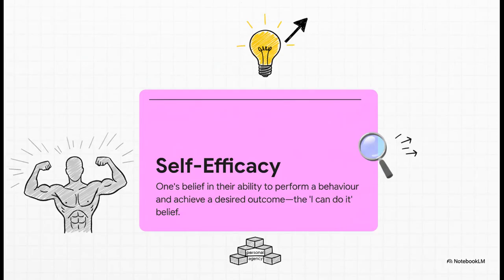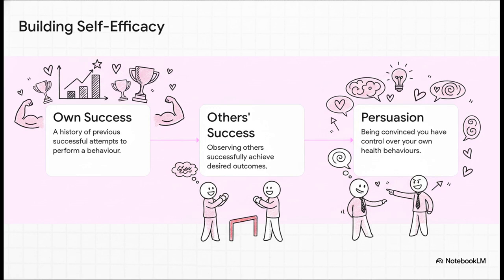But here's the thing. Just seeing someone else do something isn't enough to make you do it too. The real key, the central concept for actually changing your behavior, is what Bandura called self-efficacy. This is your belief in your own ability to succeed. It's that internal "I can do this" switch that takes you from just wanting to change to actually putting in the work. It's the foundation of what we call personal agency. So, where does this powerful belief come from?